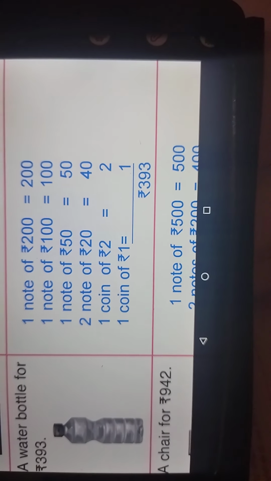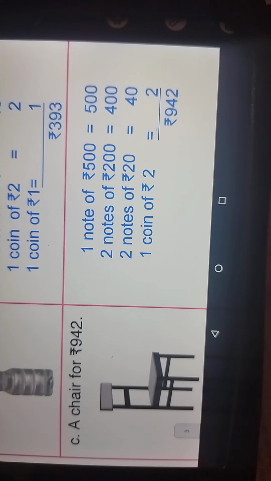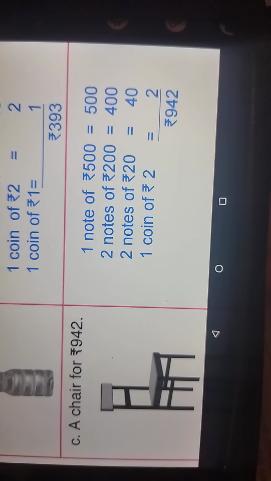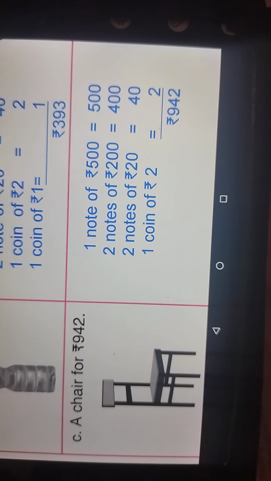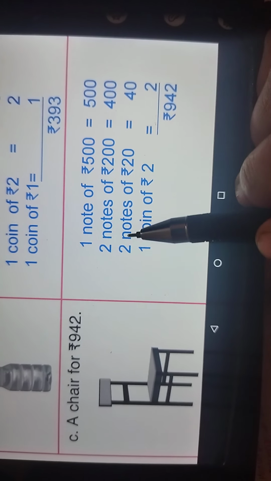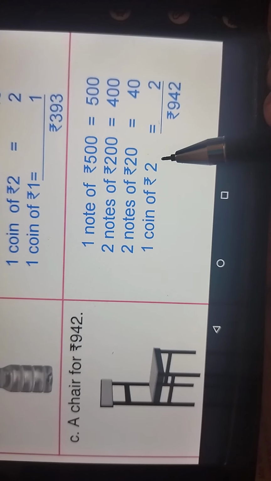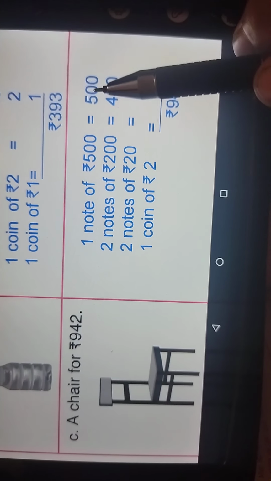Okay students, I hope your work is complete. Now we'll start the next question. The next question is a chair for rupees 942. So we need 1 note of rupees 500, 2 notes of rupees 200, 2 notes of rupees 20, 1 coin of 2. 1 note of rupees 500, answer is 500.